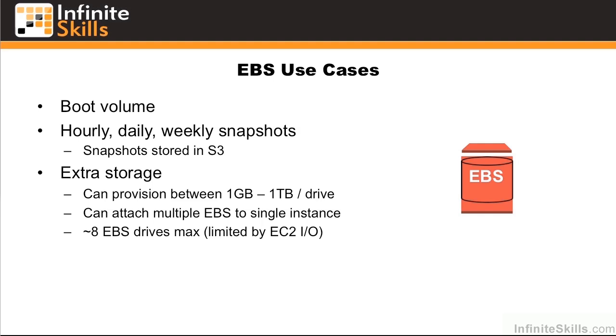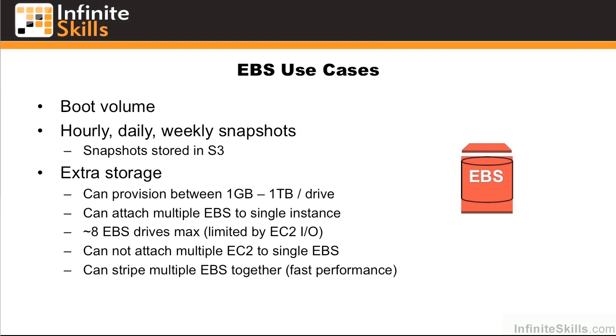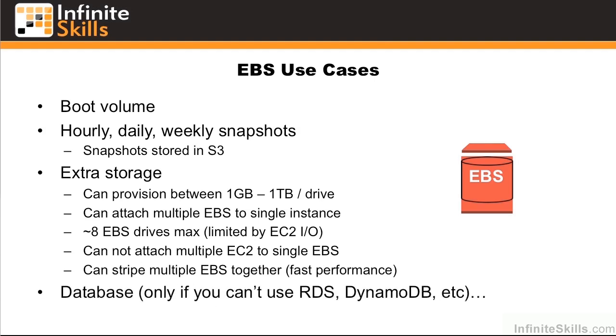Again, this is limited by the EC2 I/O. The larger instance you have, generally the more volumes you can attach. You cannot, however, do the reverse. You cannot attach multiple EC2 instances to a single EBS. A single EBS volume can only be attached to a single EC2 at any given time. You can stripe multiple EBS volumes together for fast performance. You may also want to consider using EBS as a database. Really, the only time you want to consider this is if you decide you cannot use RDS or DynamoDB or SimpleDB or another one of the offerings that Amazon provides.